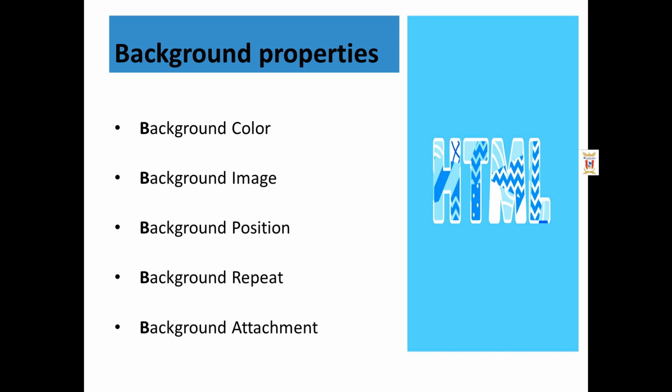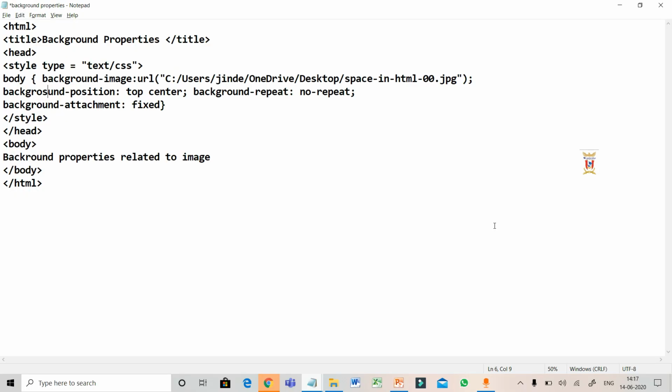The last is background attachment. This property helps in either fixing the image in the background or making it scroll when the user scrolls the rest of the page. So let's take an example for this.